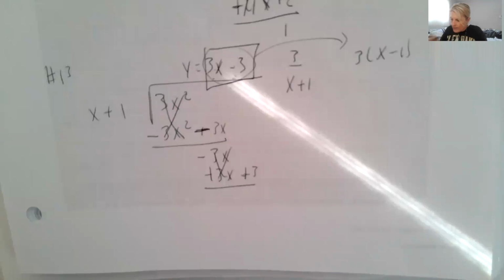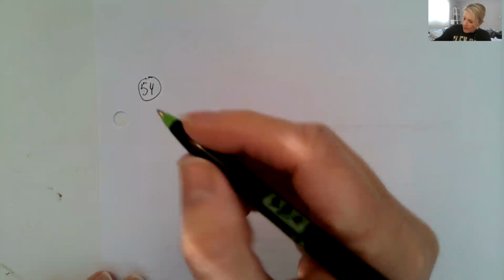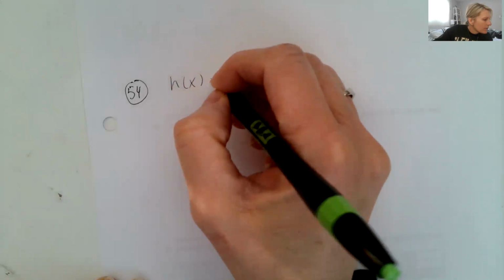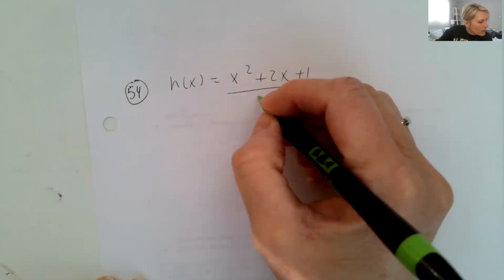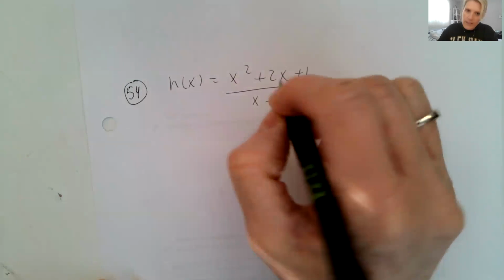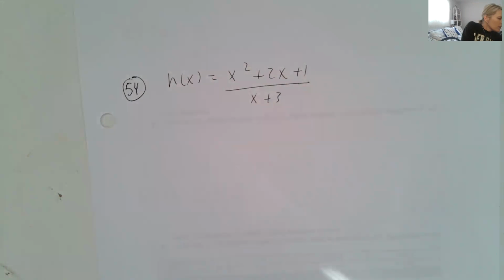Another slant asymptote of number 54. And problem number 54 says h of x is x squared plus 2x plus 1 over x plus 3. And so we can look at that.